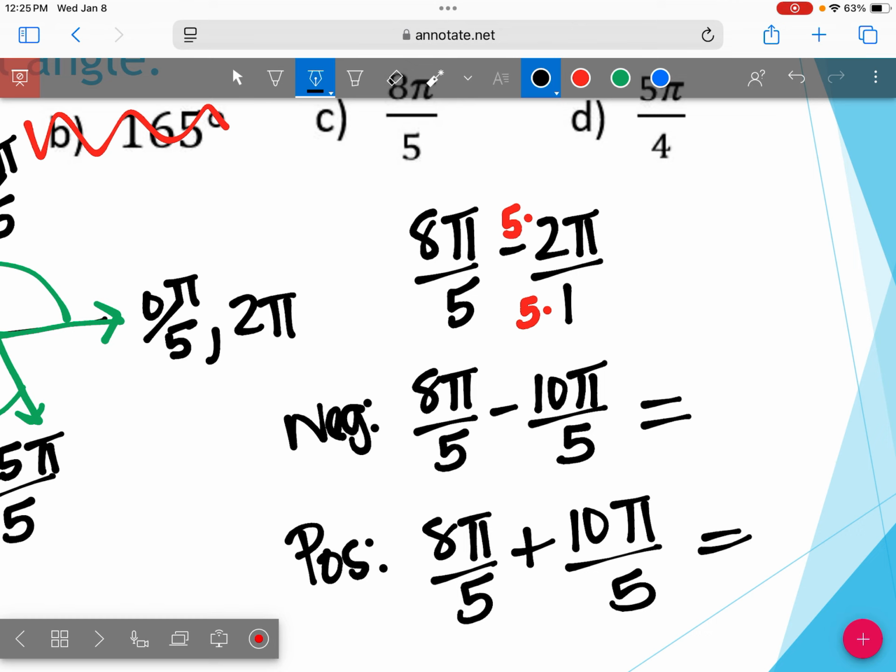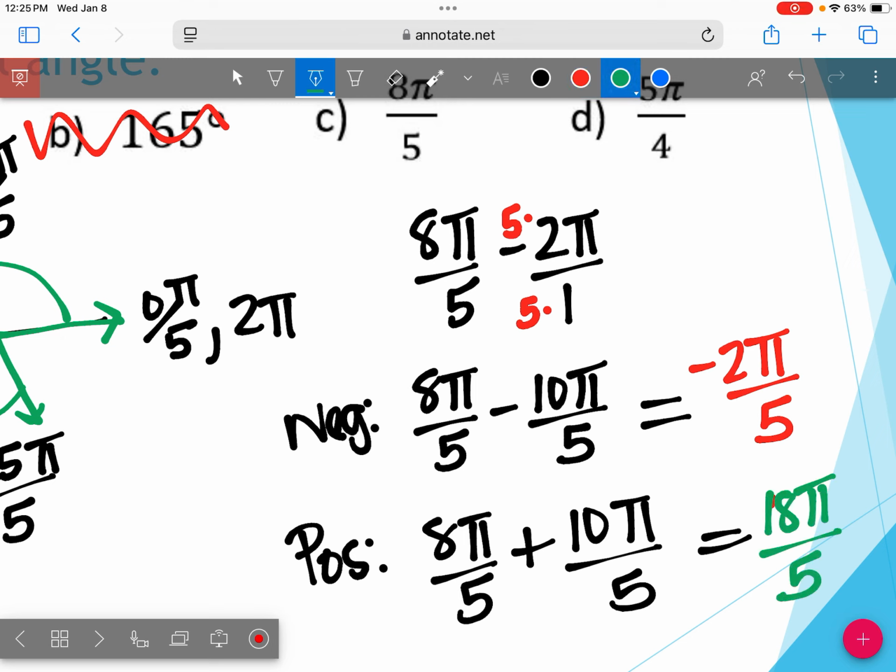So go ahead and take 8 minus 10 and 8 plus 10. That would be your positive and your negative angle. So 8 minus 10 is negative 2. So that would be my negative angle. 8 plus 10 is 18. And that would be my positive angle.